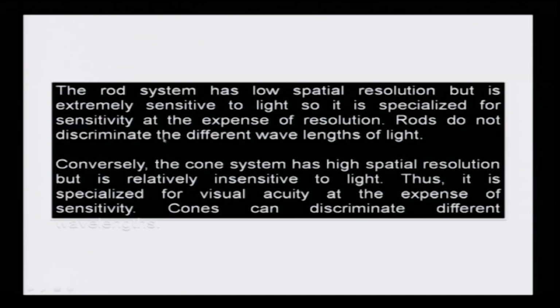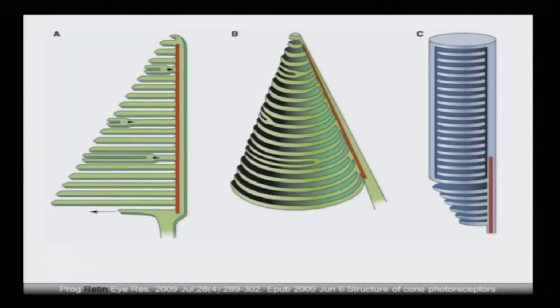The rod system has low spatial resolution, but is extremely sensitive to light. So it is specialized for sensitivity at the expense of resolution. Rods do not discriminate different wavelengths of light. Conversely, the cone system has very high resolution, but is relatively insensitive to light. Thus it is specialized for visual acuity at the expense of sensitivity. Cones can discriminate different wavelengths. Always remember this.